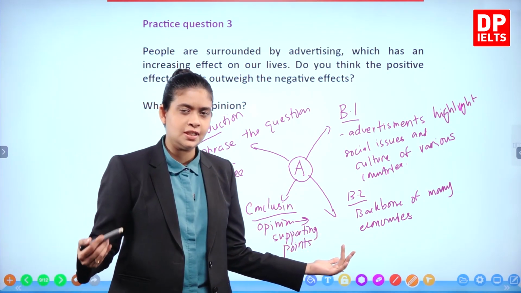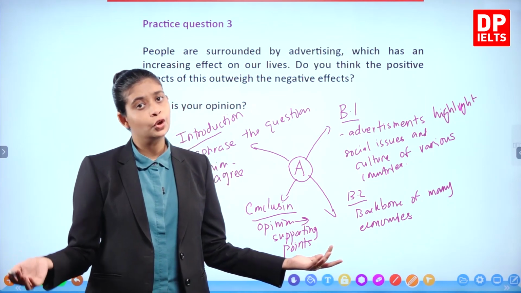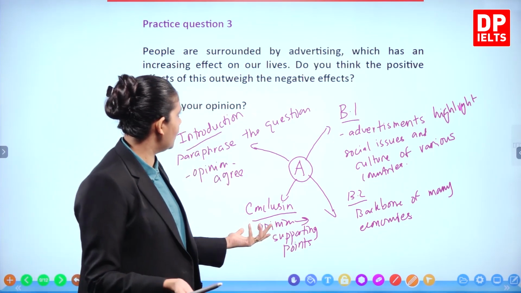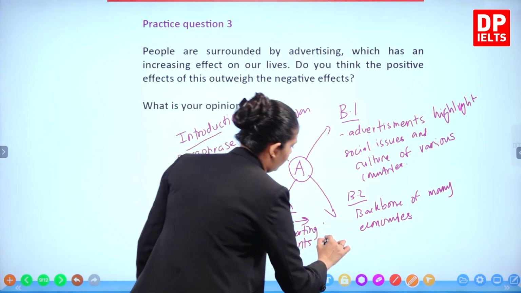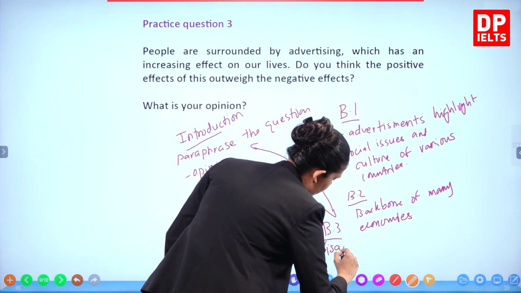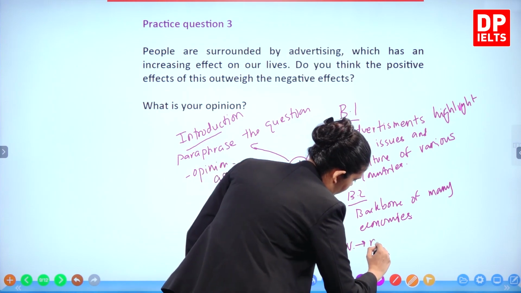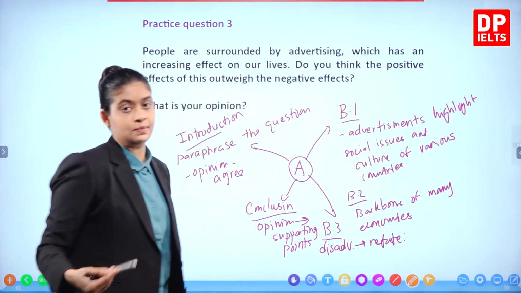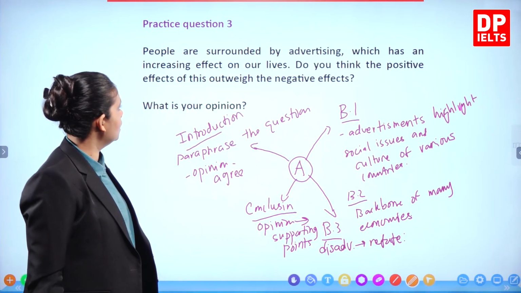disadvantages of advertisements and refute back. Could do, okay? Not wrong, could do. That is a possible way. So you could write the disadvantages and then refute and then say why it has more advantages, okay?